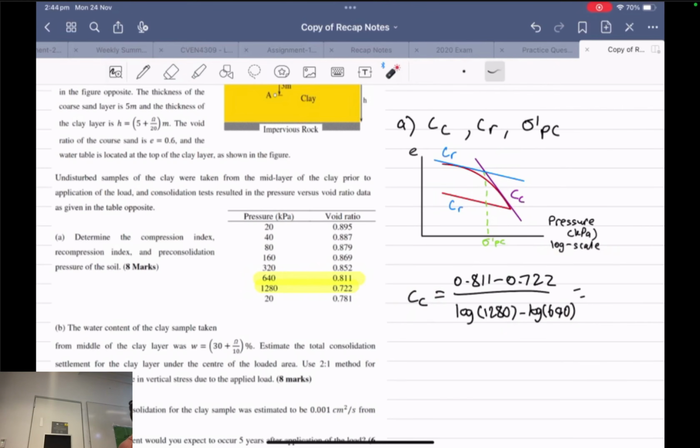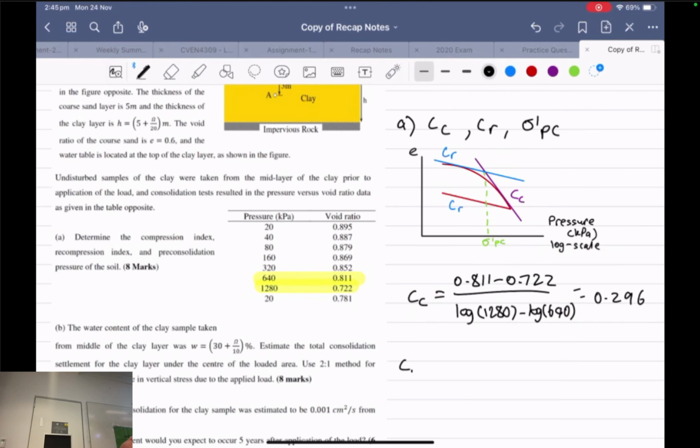You see how I picked these 2 points here? If I were to do it in order, it would be 0.811 minus 0.722. That means on the bottom, I would do log 640 minus log 1280, right? But when you do that, you get a negative number. So you want to do it in a way that it's always a positive number. It's pretty much always flipped: if it's this minus this on the top, then it will be this minus this on the bottom, because that's just how logs work. Right, and then when you calculate that, you get CC to be 0.296.